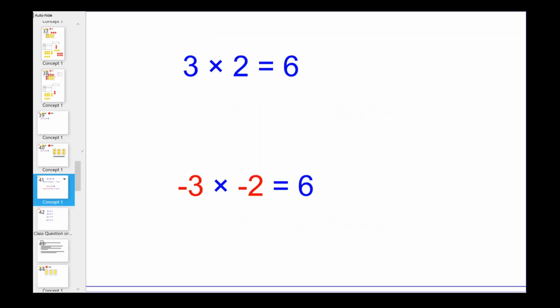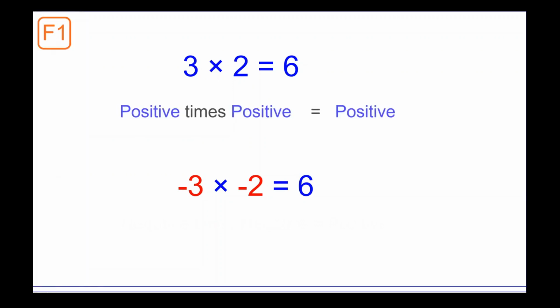To sum up what we've found, if you multiply two positive numbers together, you get a positive answer. And if you multiply two negative numbers together, you also get a positive answer.